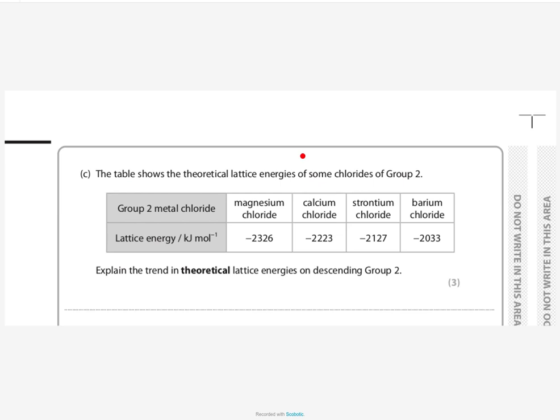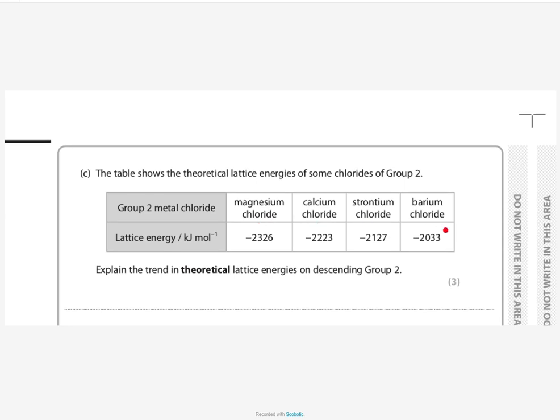The table shows the theoretical lattice energies of some chlorides of group 2. Explain the trend in theoretical lattice energies on descending group 2. What happens? On descending, that means magnesium, calcium, it decreases. Less negative, decreases. Why decreases? Because the radius of the cation increases. When the ionic radii increase, lattice energy becomes less exothermic.